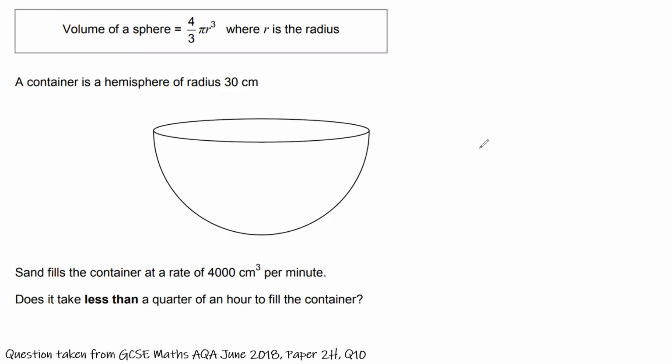So today we're going to be taking a look at this shape question that comes from a paper 2. It's actually on both foundation and higher papers, this question. And so you've been given the equation to work out the volume of a sphere, and you've been given the diagram of a hemisphere with a radius of 30 centimeters. You've then been told how quickly sand fills the container and then asked to work out whether it takes less than a quarter of an hour to fill the container.